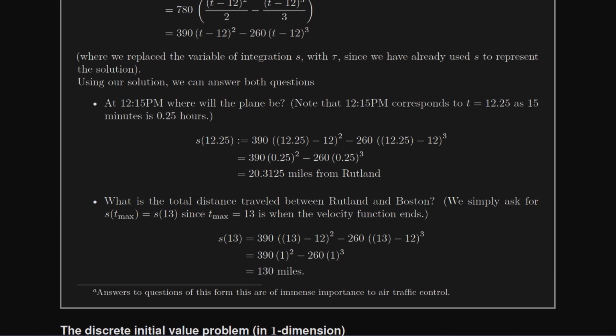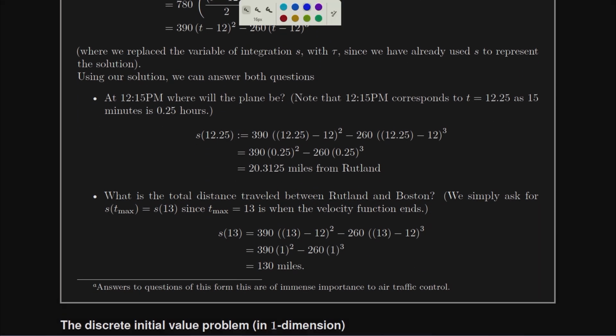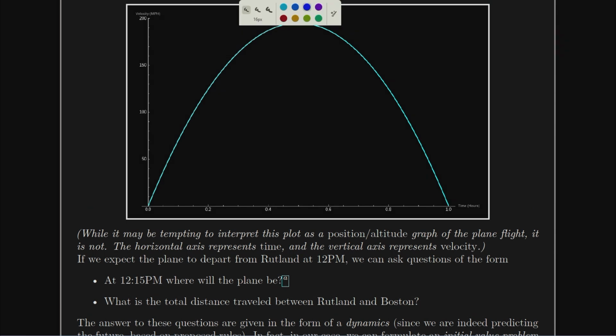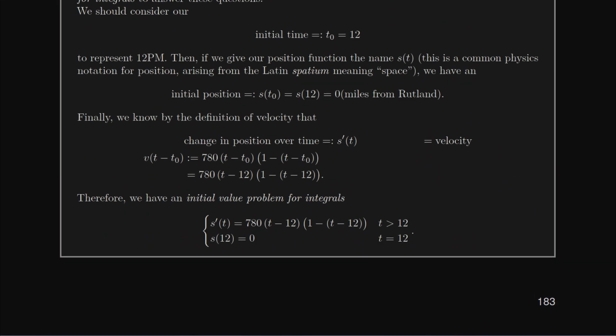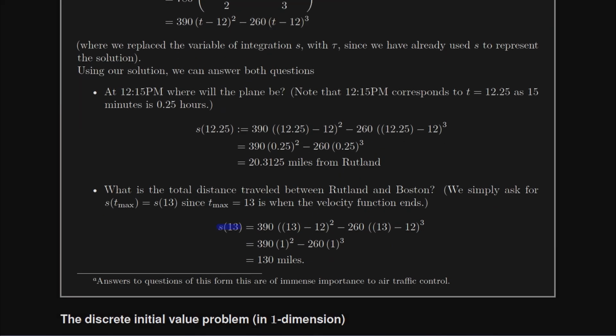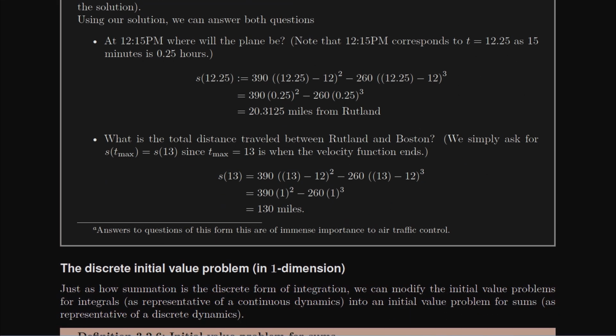My second question ends up being answered when I plug in 13 for t, because if I go back to that velocity function all the way up here, we see that I stopped traveling after exactly 1 hour, but if I started at 12 noon, 1 hour would be 13 o'clock, 1 p.m., right? So if I plug 13 in for t, then I end up seeing that the distance I traveled from Rutland was 130 miles. And so it ends up being a 130-mile travel between Rutland and Boston. We were able to get there by first creating an IVP and then secondarily solving the IVP.